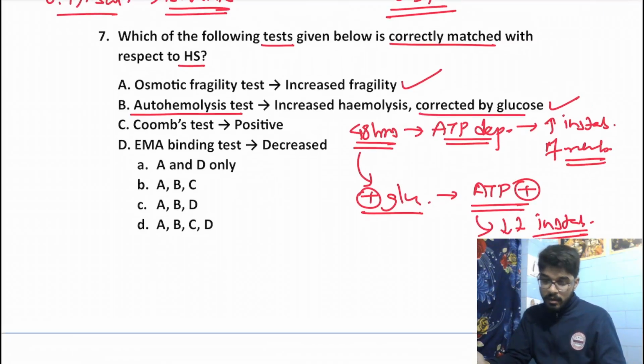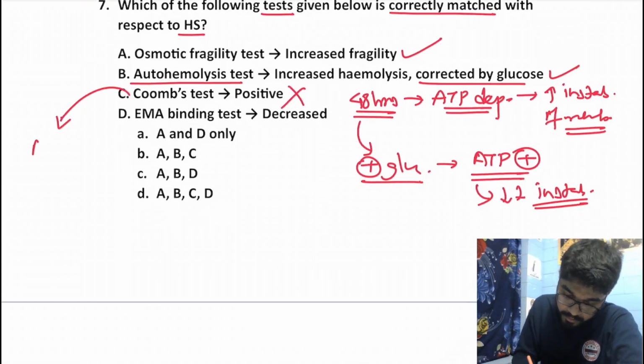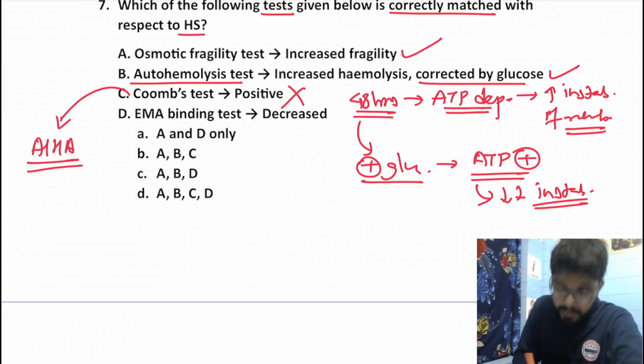Okay. Next option, Coombs test positive. That's a false statement. Coombs test positive is seen in autoimmune hemolytic anemia.